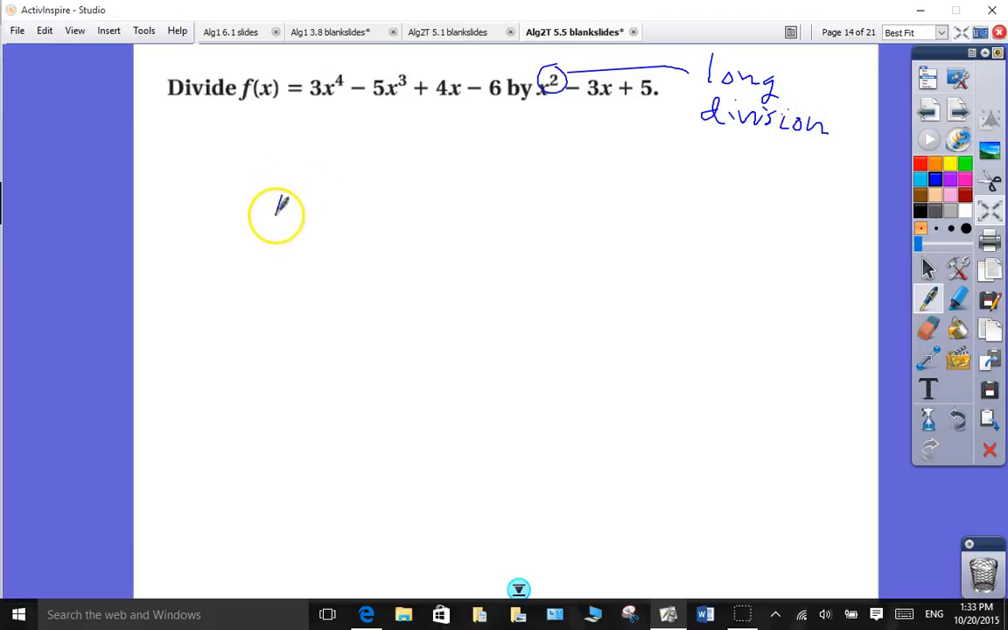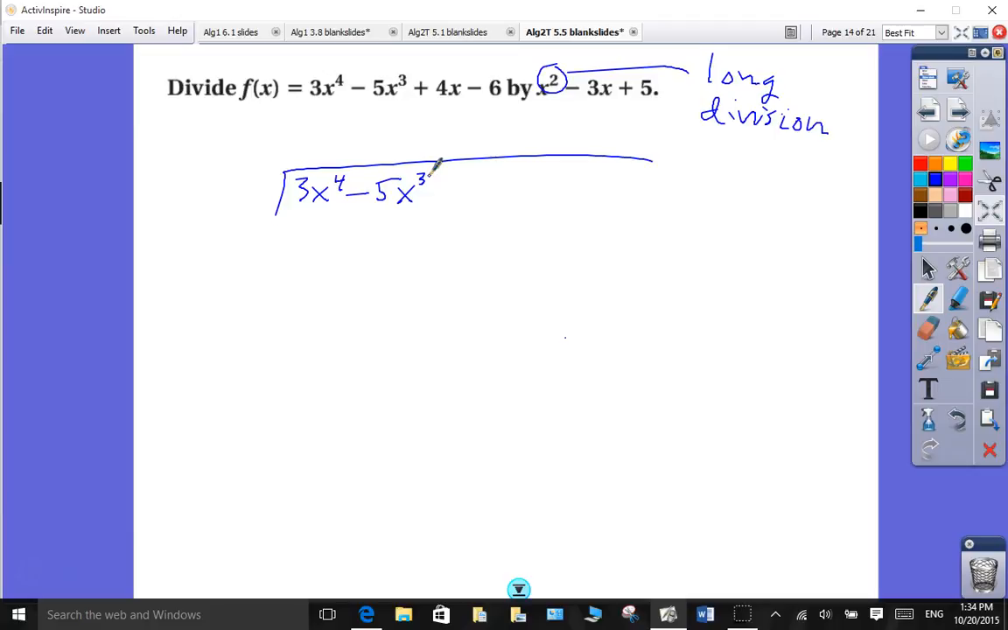All right, so let me do it. 3x to the 4th minus 5x to the 3rd. Oh, actually there were two things I wanted to show you about this. Notice that there is a missing power of the variable, right?